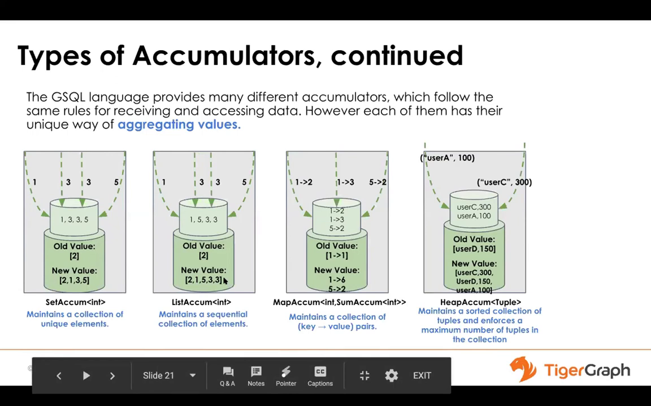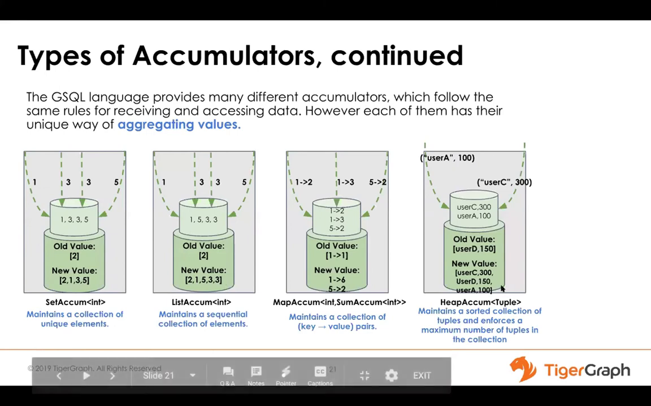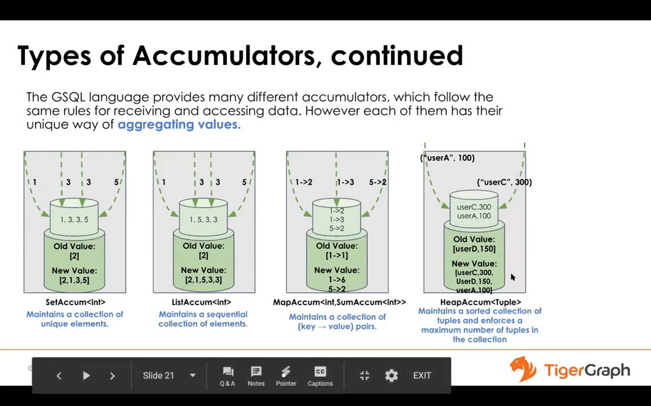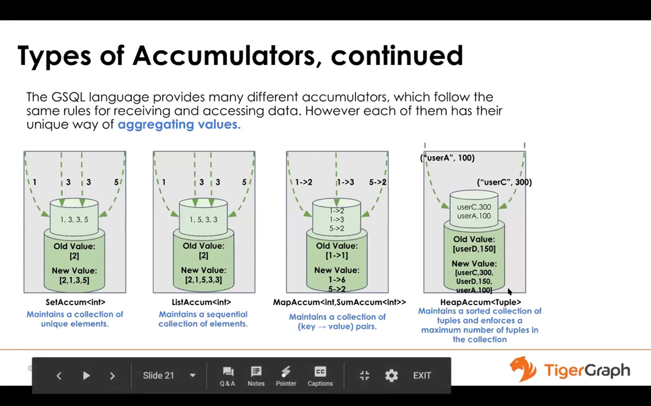A list accum, you count every value and you put it in order. A map accum is accumulating pairs of key values. So a key, like 1, which points to a 2. And lastly, a heap accum, which maintains a sorted list. So you tell it how you want to sort the values. So in this case, we're sorting by that second numeric value.